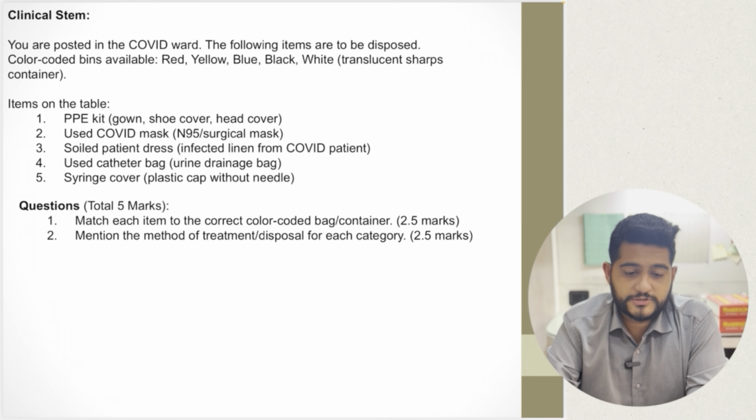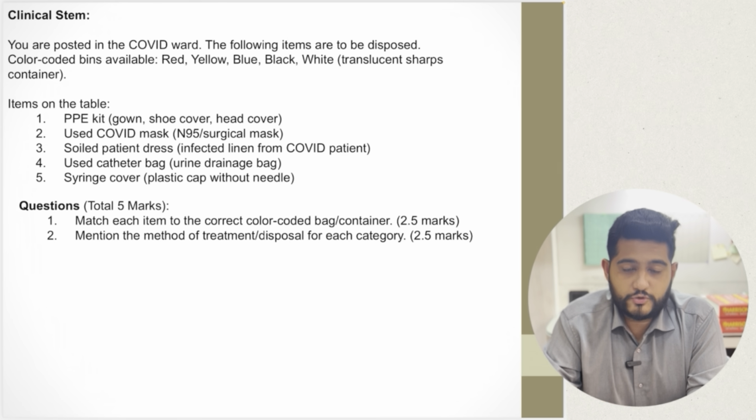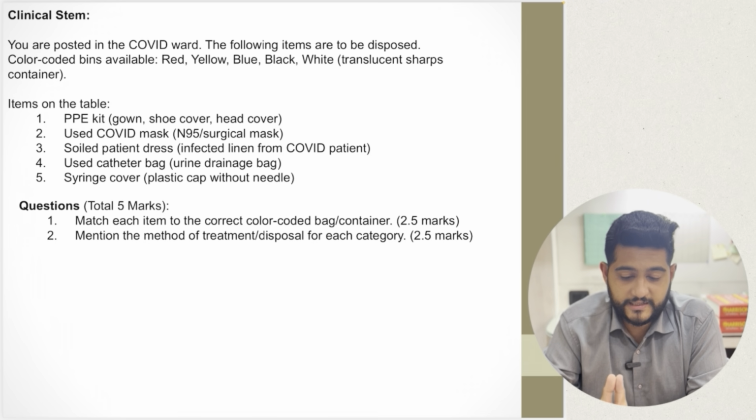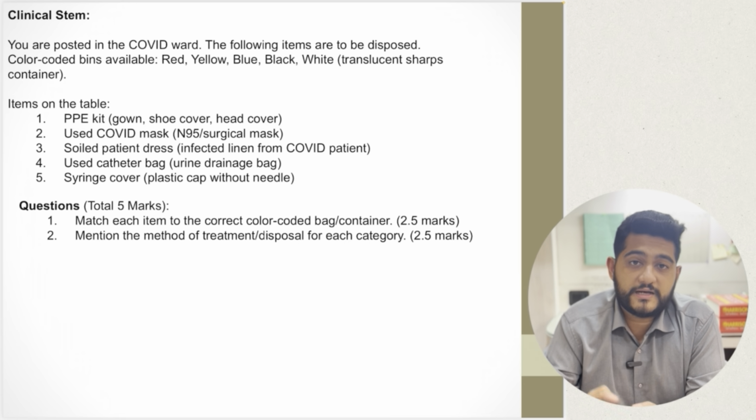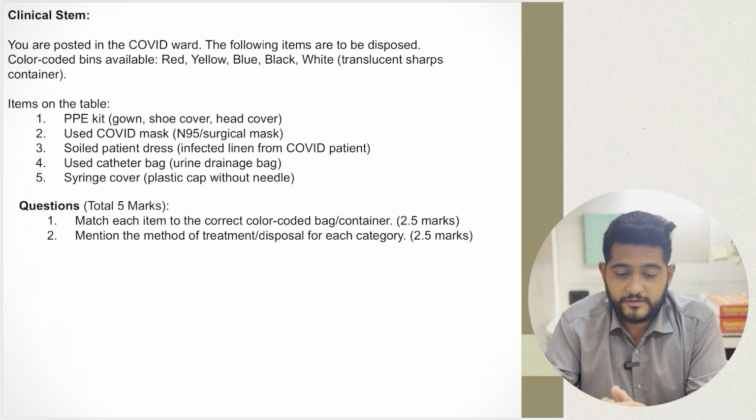Next question: you are posted in a COVID ward. The following items are to be disposed in the color coded bins available: red, yellow, blue, black, white. Items on the table are the PPE kit, a used COVID mask, soiled patient dress, used catheter bag, a urine drainage bag, and a syringe cover. You have to match each with the correct color coded bag or container, and also mention the method of treatment for each category. For example, if you are disposing it in the red, how will you treat the red one? If you are disposing in the yellow, how will you treat the yellow one, and so on.